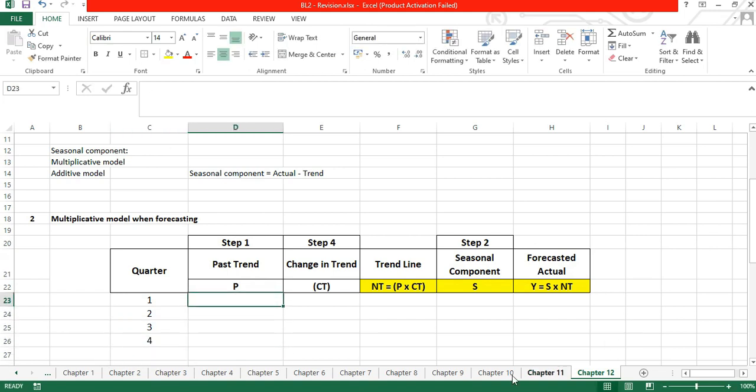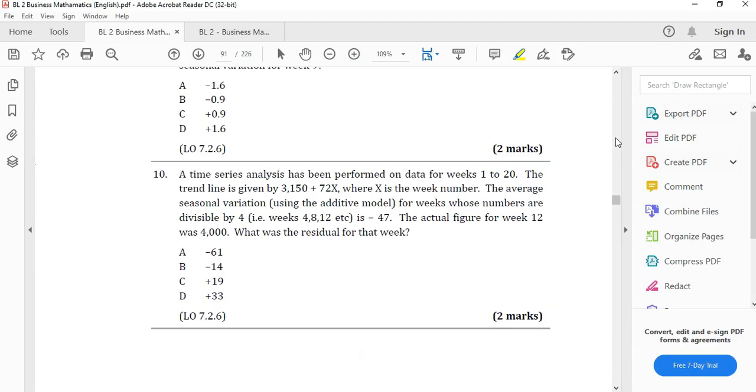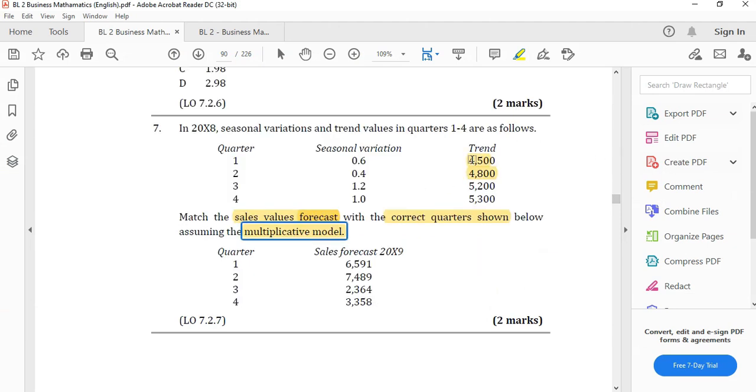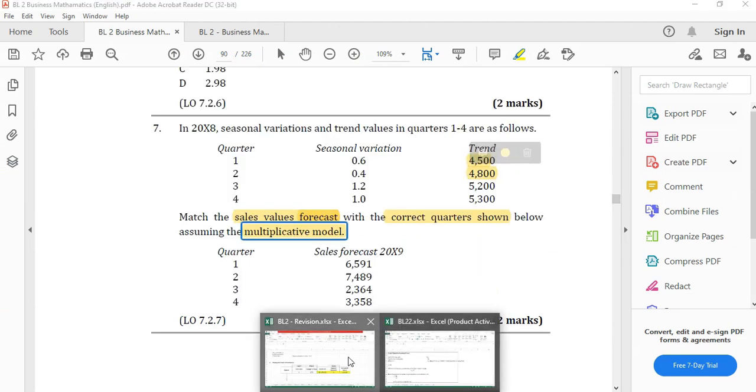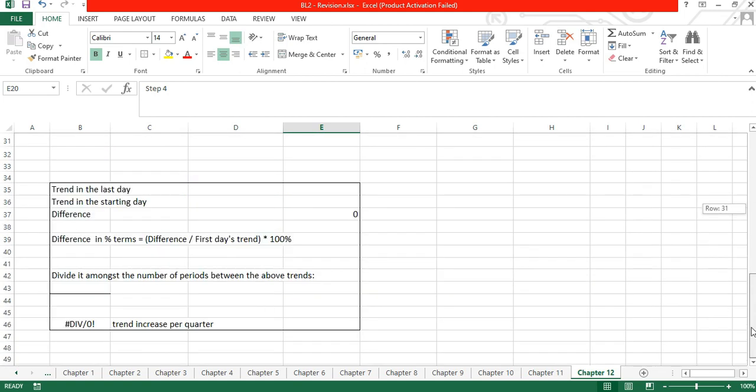And let's put the trend. The first trend, as per the question, is 4,500. So you give 4,500 here. Now we need the change in the trend. I mentioned step 4, that is step 4 when finding the seasonal component and the change in trend section. So that step 4 is basically this calculation.